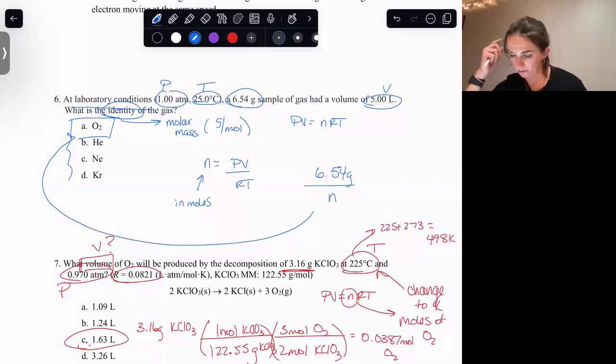Yes, so I do believe that it should be, yes, 6.54 grams divided by n is equal to PV over nRT. Yeah.